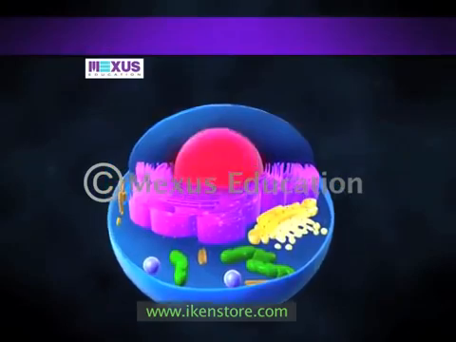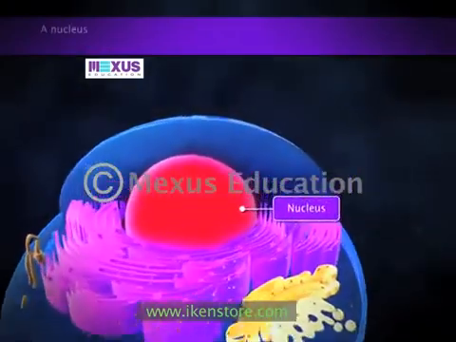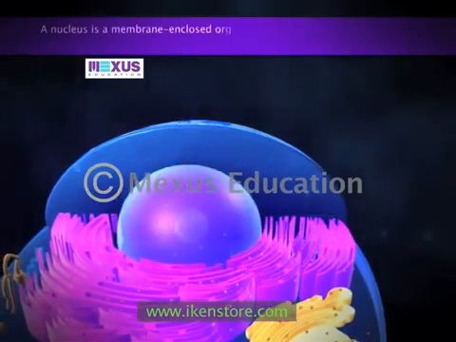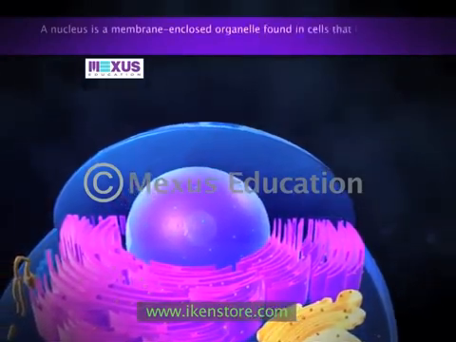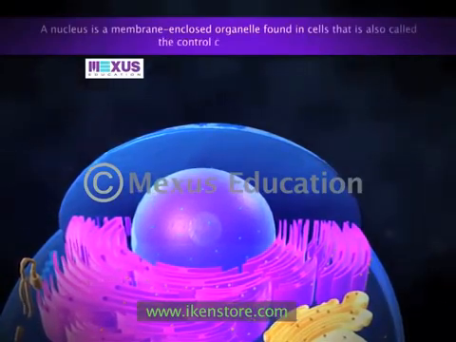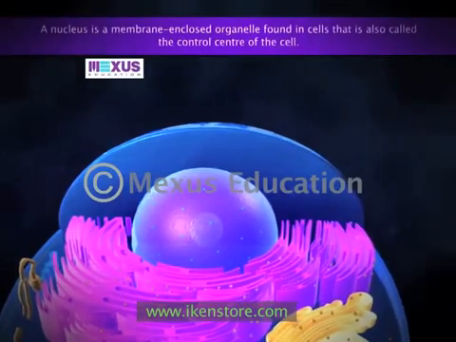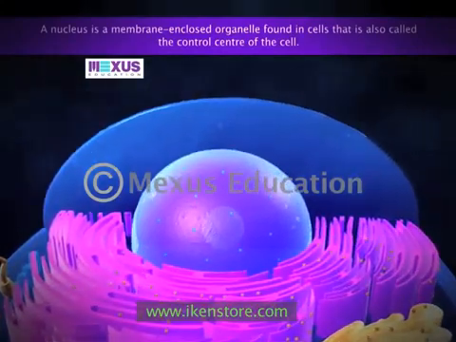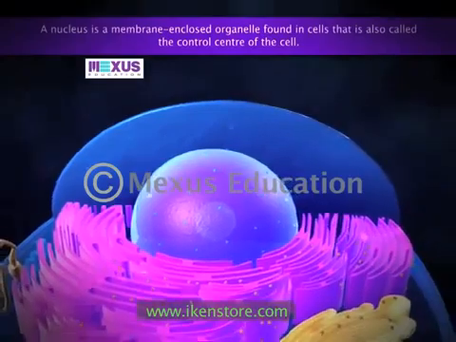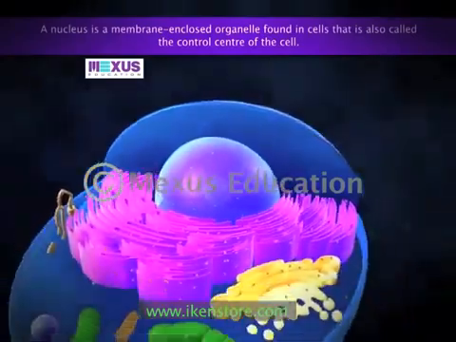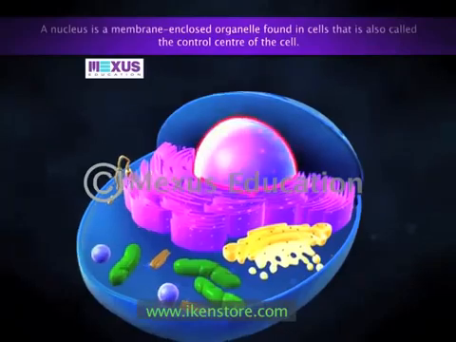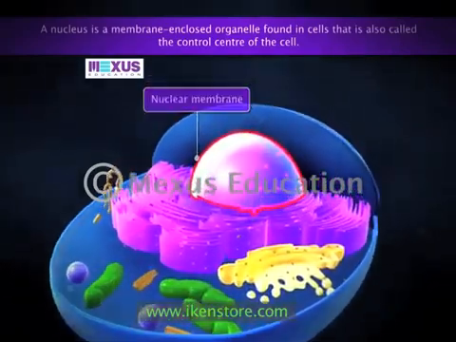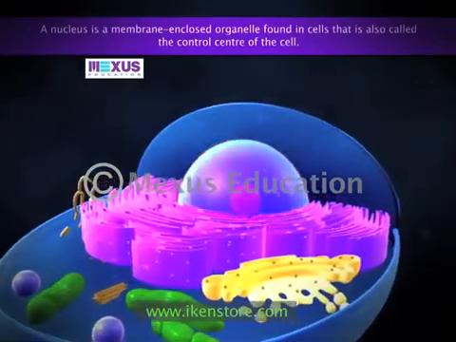The nucleus is a very important component of the living cell. It is a membrane-enclosed organelle found in cells that is also called the control center of the cell. It is generally spherical and located in the center of the cell. The nucleus is separated from the cytoplasm by a membrane called the nuclear membrane. There is a smaller spherical body inside the nucleus called the nucleolus.